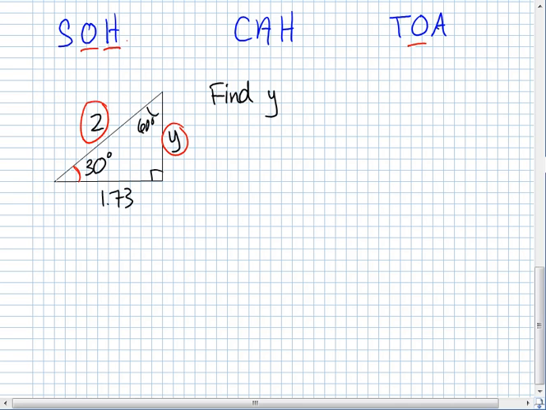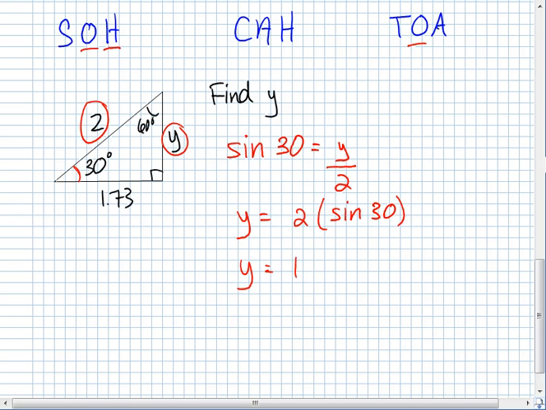So set up the ratio like last time, and also like last time, cross multiply. You get y is equal to 2 times sine 30, which just happens to be 1. Okay? And we knew that was going to happen anyways.